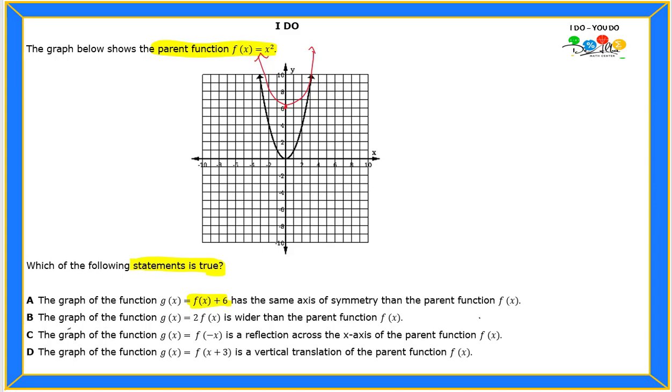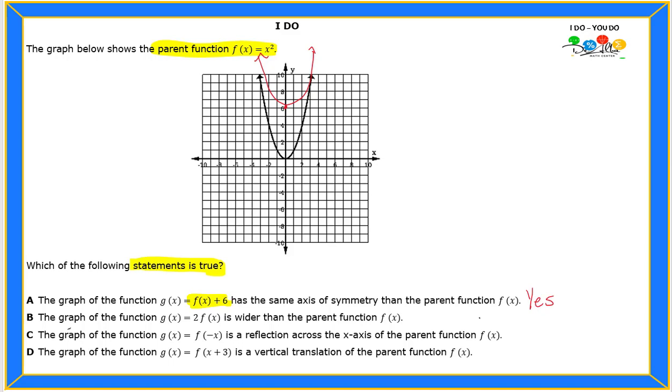So is it true that they have the same axis of symmetry? And the answer is yes, right? We can see that the axis of symmetry will still go through x equals 0, which is right on that line. Very good. So I know letter A is true. And of course, we're looking for something that is true, but let's look at the next one.